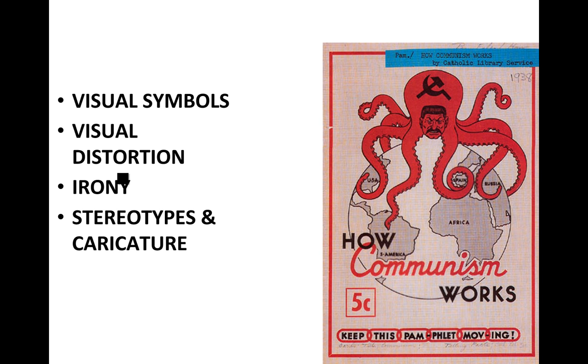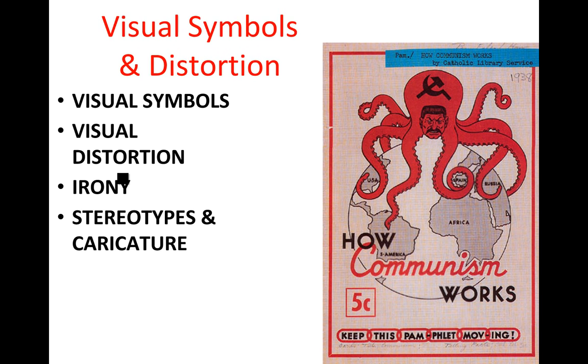The example here is twofold. There are two really good ones. One of them is symbols, the octopus, and also distortion because of the size of the octopus. The octopus is very large. Of course, they're never the size of this compared to the Earth.